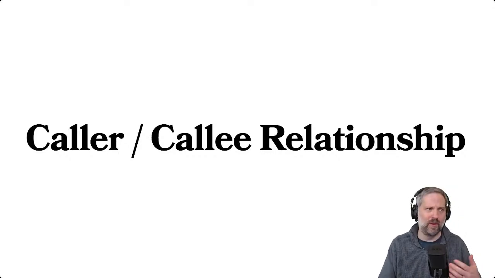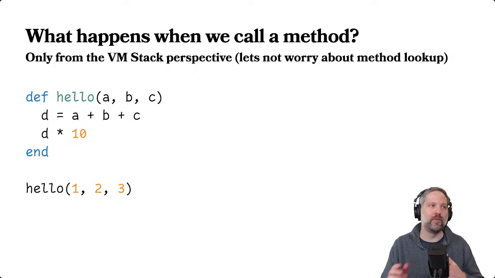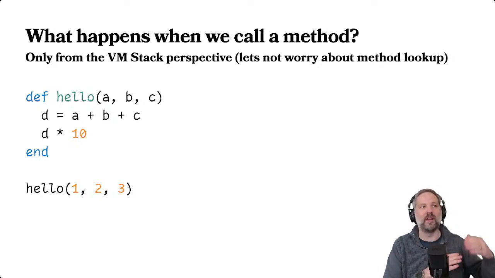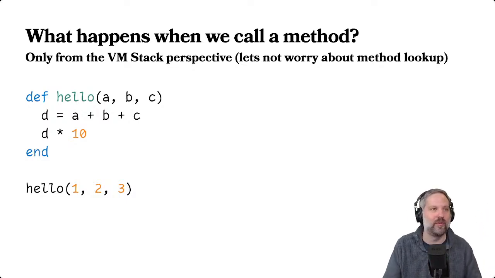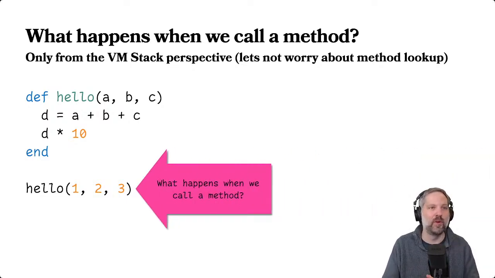In order to understand that, we have to look at the caller and callee relationship. So here's our original code with A, B, and C, and we're adding all those together. We looked at the callee side, how we actually fetch those local variables, but let's look at the caller side. So what happens when we call this method?